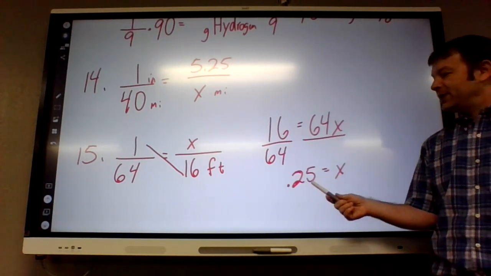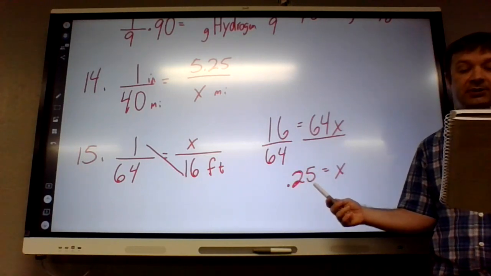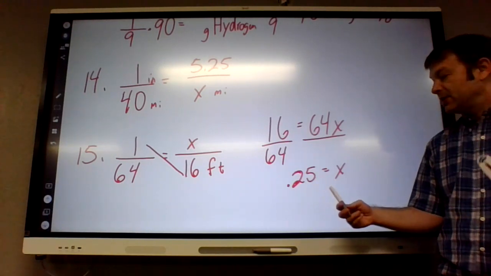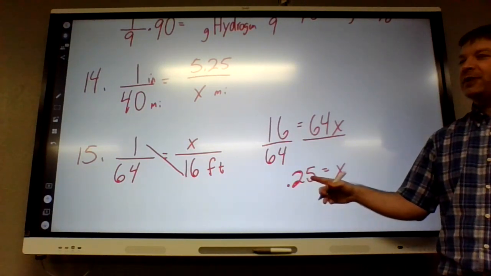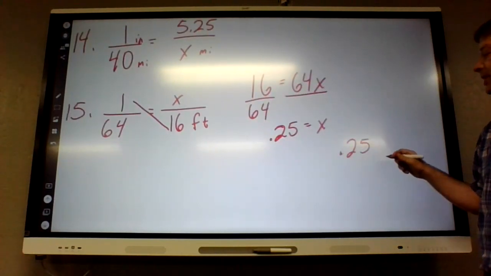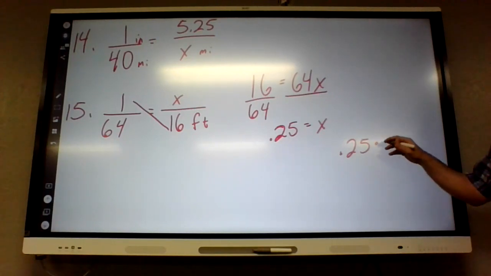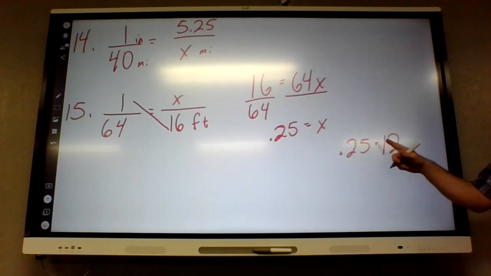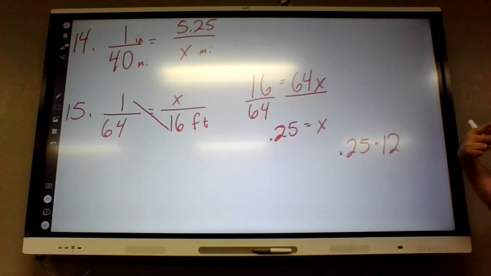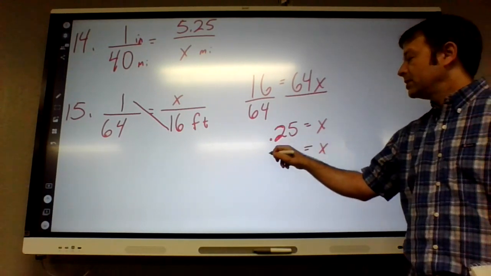If they had said how many feet is the toy car, it'd be 1/4 foot. But I think they asked for inches, didn't they? Yes. So what is 1/4 foot in inches? It's like, what's 25% of 1 foot? How many inches are in a foot? 12. So it's 0.25, 25% of 12, or 1/4 of 12 is? 3. So instead of putting 0.25 feet, we should put 3 inches.